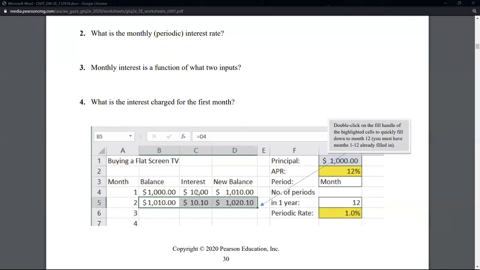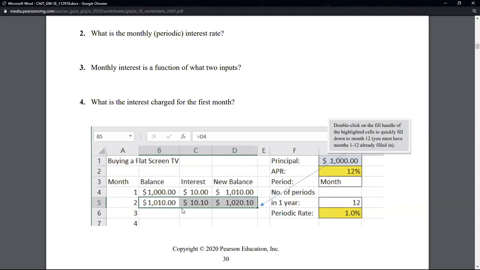Then the interest is just the product of the balance and the periodic rate. Then the new balance would just be adding up the balance and the interest. So this $10, it took this $1,000 block and multiplied by this 1% block. So we're going to use an Excel formula right here that will be the product of this cell and this cell. Then the new balance is just adding up the 1,000 and the $10. So this will be an Excel formula adding this cell and this cell.